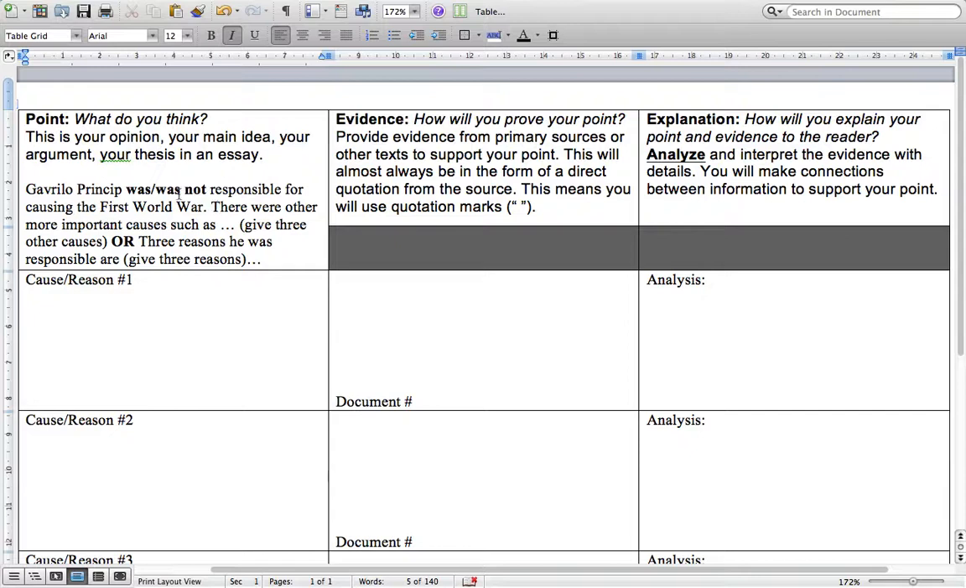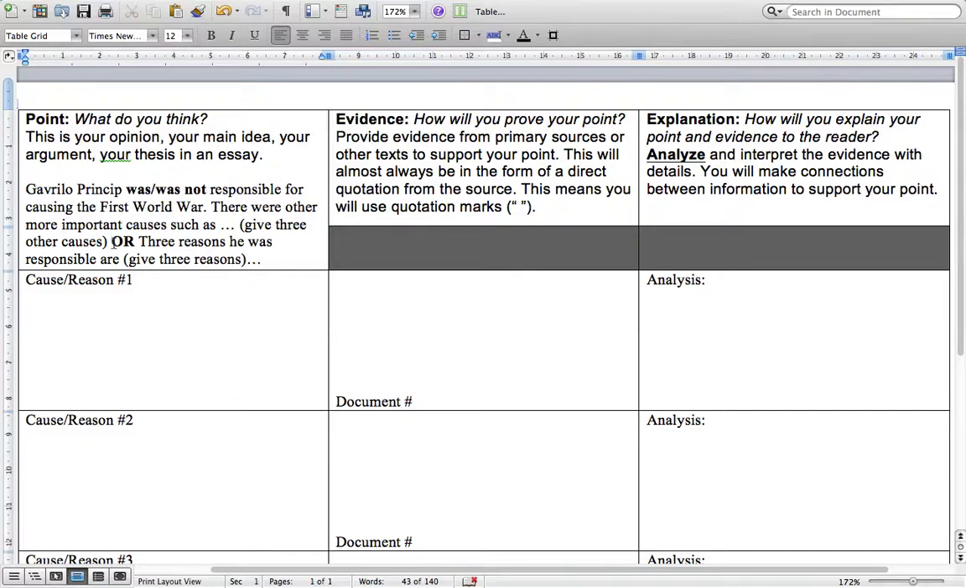Okay? If you believe that he was not, then you will continue your introduction by saying there were other more important causes such as, and then you will give 3 other causes. Now, mind you, we've talked at length about our 4 main causes of World War I. I strongly suggest that you go along the path of there were other more important causes of World War I.